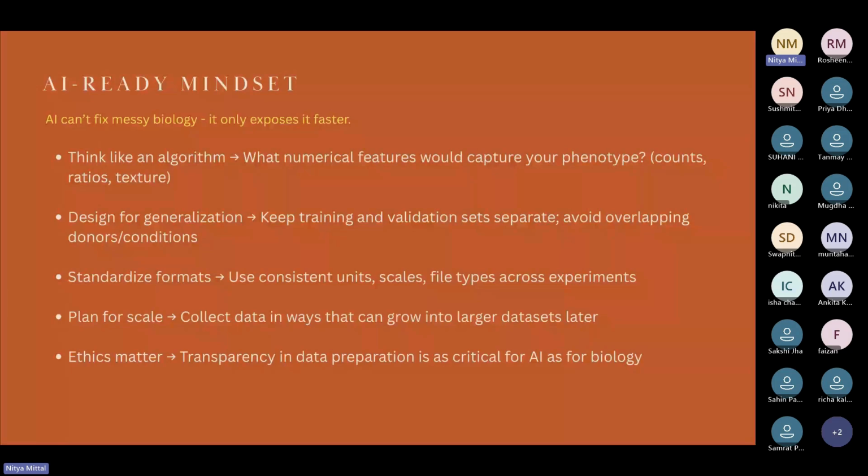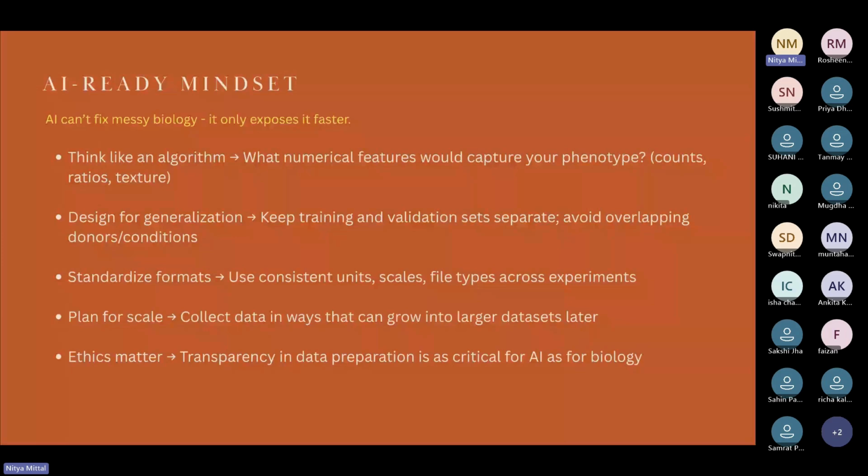And then you have to think about designing for generalization. So keeping training and validation as separate, avoiding overlap for donors and conditions. And in cell villages, that's a very good possibility. So if you ever go down the route of cell villages, you have to start thinking how to keep those things separate. You have to standardize your formats.